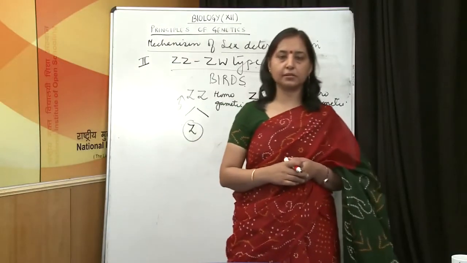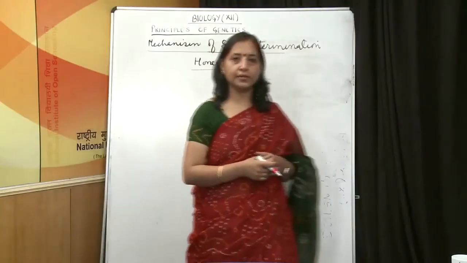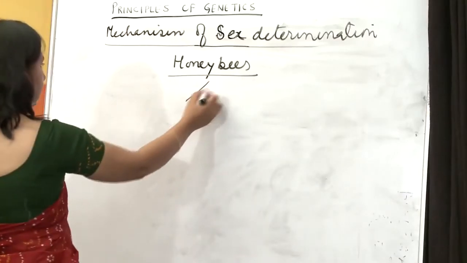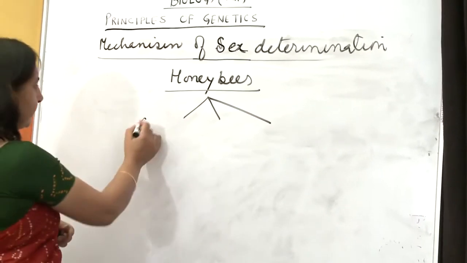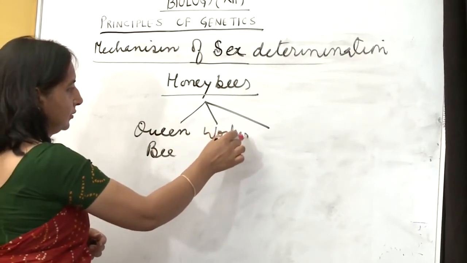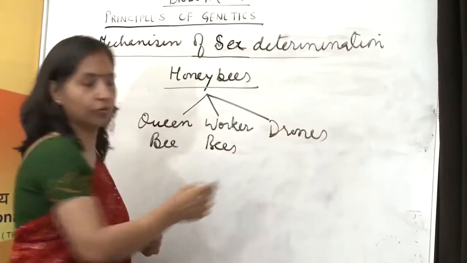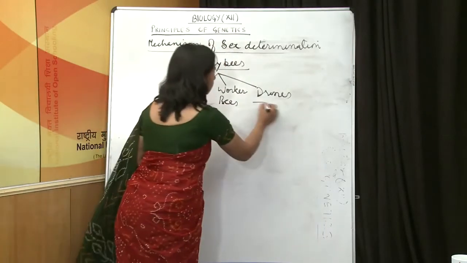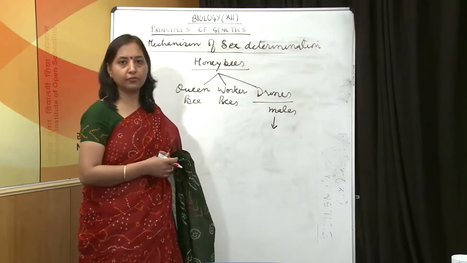In case of honeybees, the mechanism of sex determination is quite interesting. Let's see how. Honeybees are social insects. They have 3 types of honeybees: queen bee, worker bees, and drones. It is quite surprising and strange that drones are the males, and they are formed from unfertilized eggs.